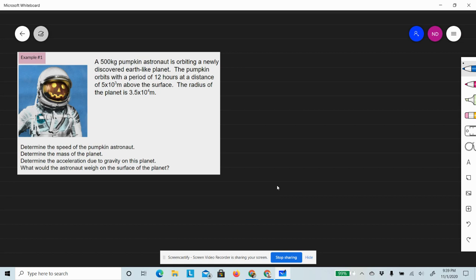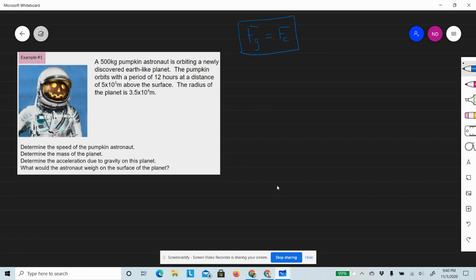Here, a pumpkin astronaut, of course, it's just after Halloween, so a pumpkin astronaut is orbiting a newly discovered Earth-like planet. The orbiting is going in a circle, but the force that becomes the centripetal force, what keeps anything in orbit around a planet or a planet around the sun, is the force of gravity. Gravity is the centripetal force. This is the general, really important concept behind all of this stuff: that the centripetal force is some other force. In this case, it's going to be gravity.